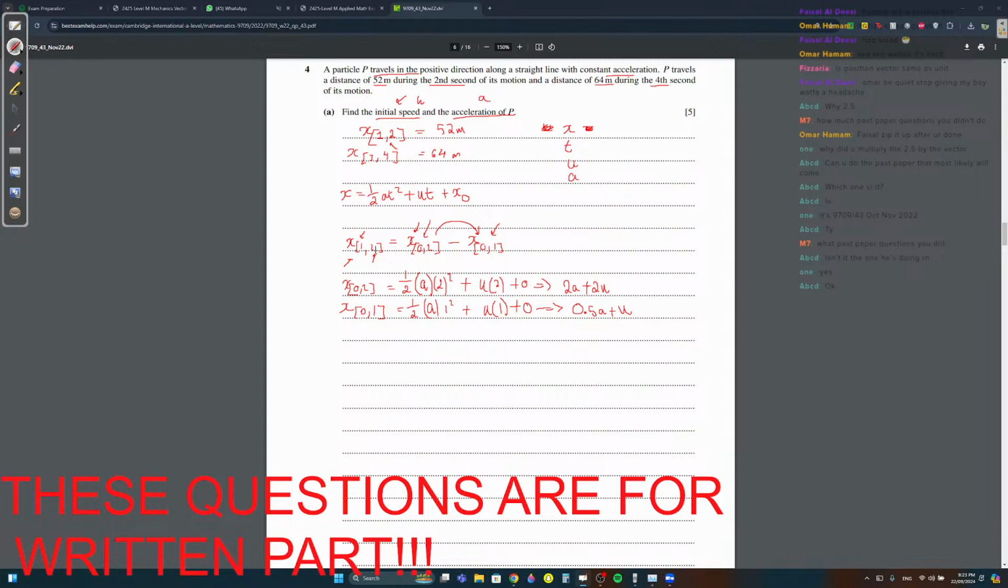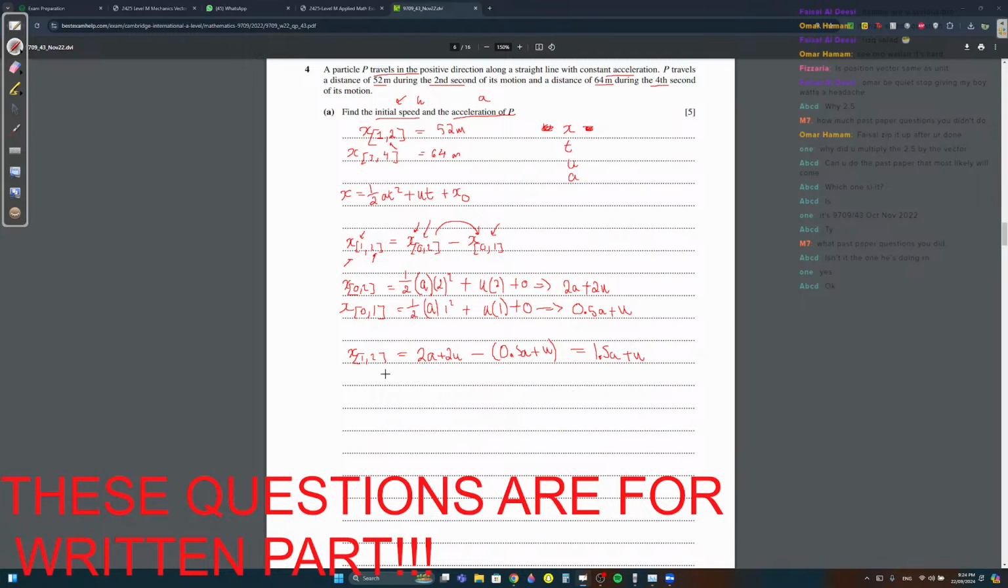And we agreed that x12 is equal to x02 minus x01, right? So x12 equals 2a plus 2u minus 0.5a plus u. So you're gonna get 2a minus 0.5a is 1.5a, 2u minus u is plus u.